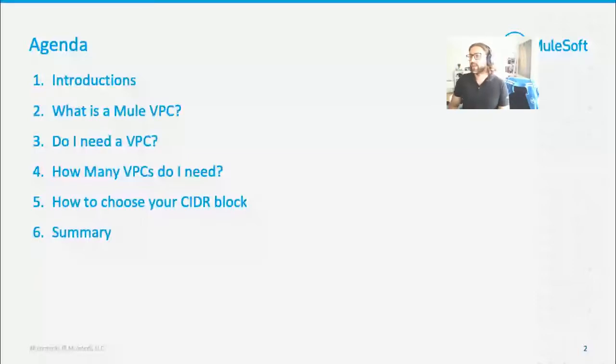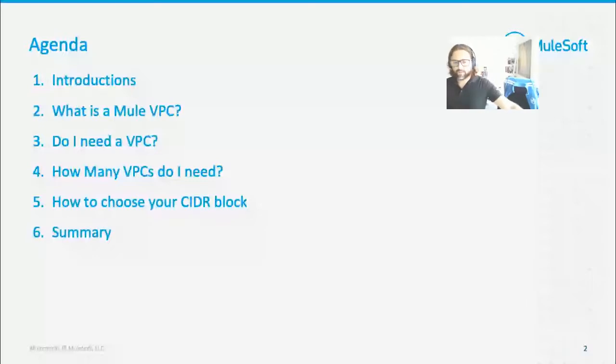And finally, we will dedicate a few minutes to understand the concept of the CIDR block and how to choose the right size of your CIDR block in your VPC. All right, so let's get started. One of the first tasks you do in the initial setup of your Anypoint platform is the definition of your network architecture, and in particular, your VPCs.